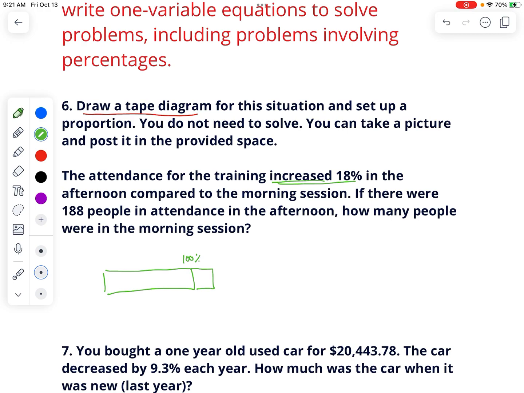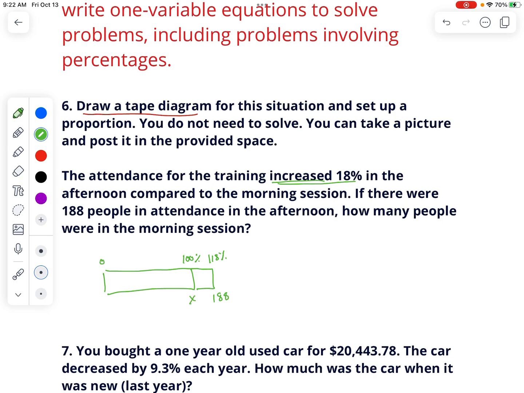It increased, so no matter what I'm trying to find, I'm still looking that I went up to 118%. The only thing that would be doubtful is if you're finding out how many people were in that 18%, but here we do know that we're going to increase that. So it increased in the afternoon from the morning. There were 188 in the afternoon, so that was the bigger amount, when we had more people. In the morning, there were fewer people.